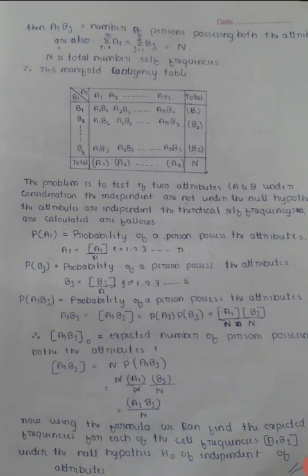The expected number of persons possessing both the attributes Ai Bj is equal to N into probability of Ai Bj, that is equal to N into (Ai) divided by N into (Bj) divided by N, cancelling N, only (Ai)(Bj) divided by N. Now using the formula we can find the expected frequencies for each of the cell frequencies AiBj under the null hypothesis H0 of independence of attributes.